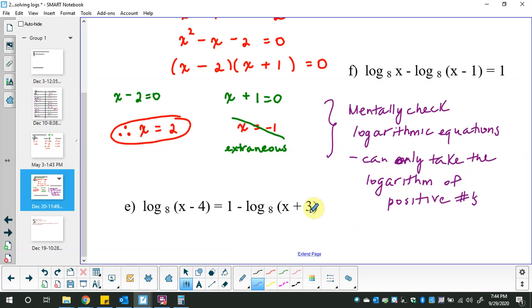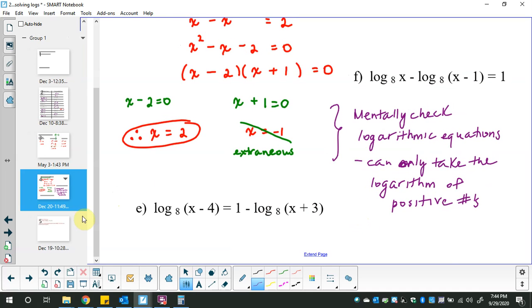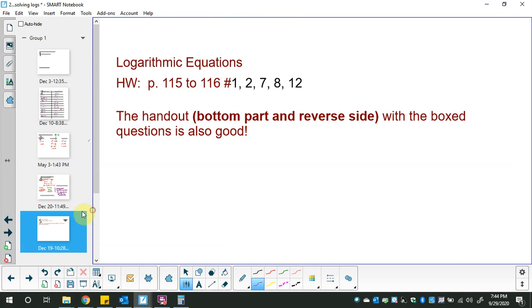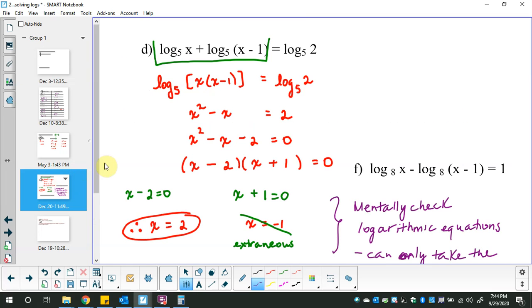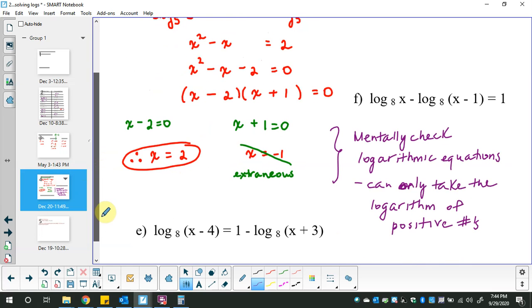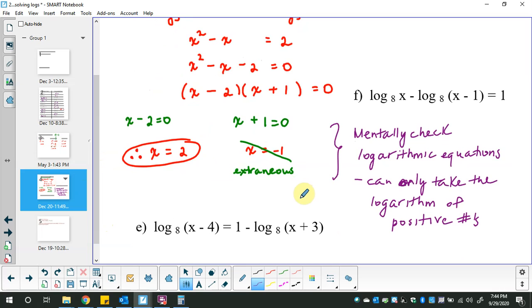That means when you try to take the logarithm of a negative number, it's not allowed. When you try to take the logarithm of a 0, it's not allowed because you're only allowed to take the logarithm of positive numbers. So that is literal.